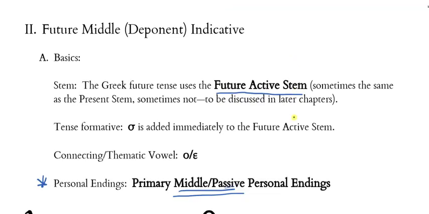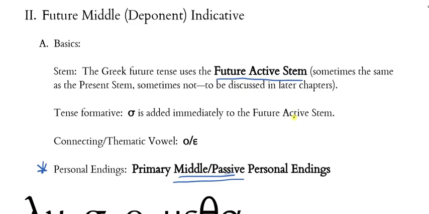Great. Let's talk about future middle, or as Mounce might call some of them, our deponent here, indicative. These are easy once we've grasped the future active because we're doing the same thing, only we're using a different set of personal endings. So for the future tense in the middle, we're going to use the future active stem. That is to say, there's not a separate future middle stem. The future active and the future middle are using the same future active stem.